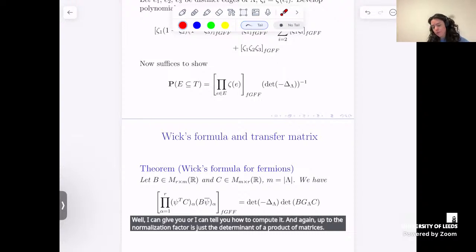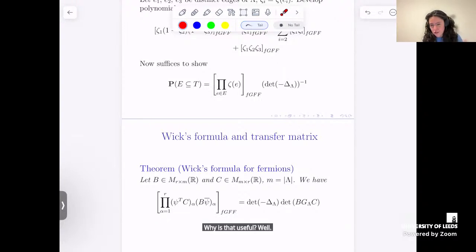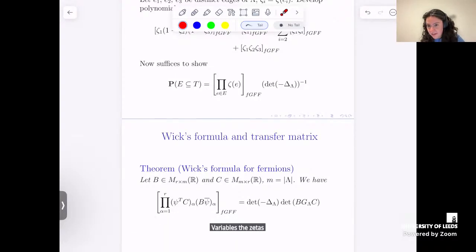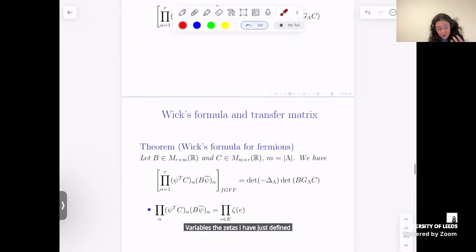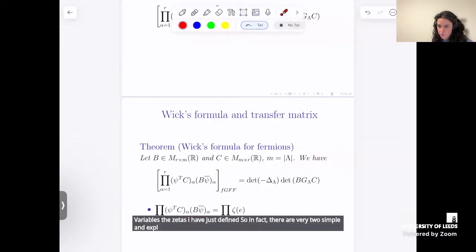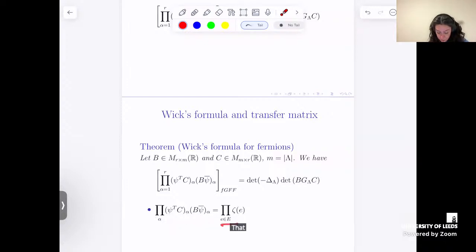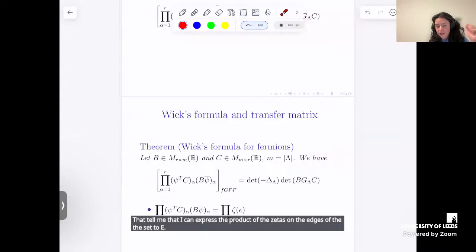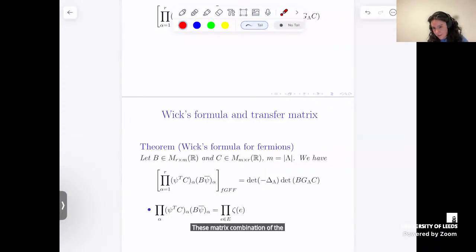Why is that useful? Well, zeta is a gradient, so it's not too hard to imagine that you can find the matrix transformation from the psis to the zetas, so from the vertex variables into these edge variables, the zetas, I have just defined. So in fact, there are two very simple and explicit matrices B and C, actually one is the transpose of the other, that tell me that I can express the product of the zetas on the edges of the set E as this matrix combination of the psis and the psi bars.